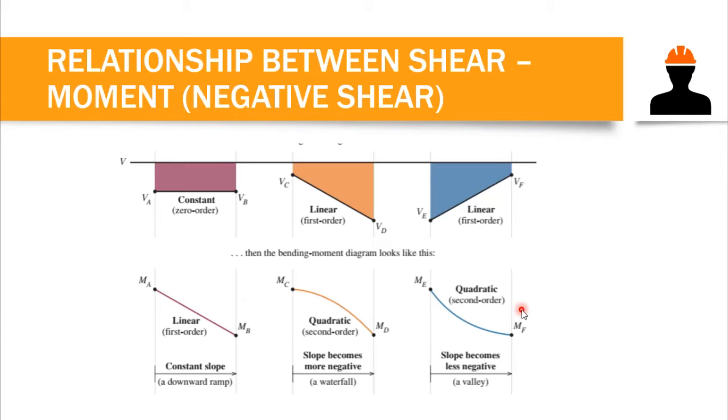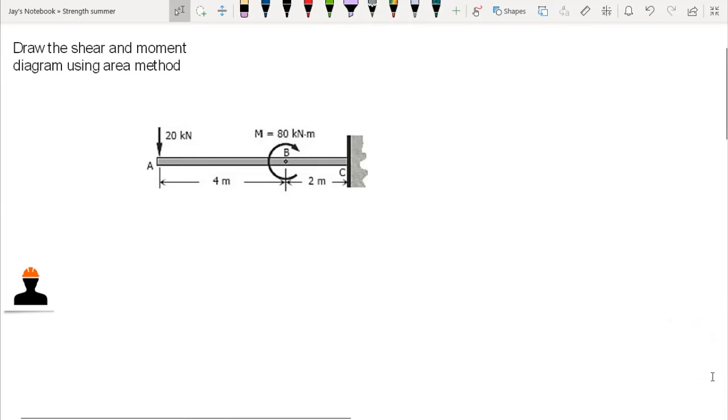Now let's apply these rules in solving problems. I have here an example. We have to draw the shear and moment diagram of this beam. This is a cantilever beam, since we have a fixed end here, and we also have a concentrated load and an external moment in our beam.